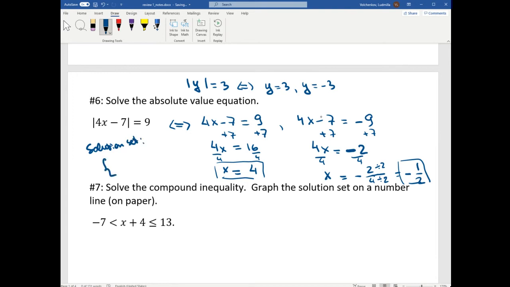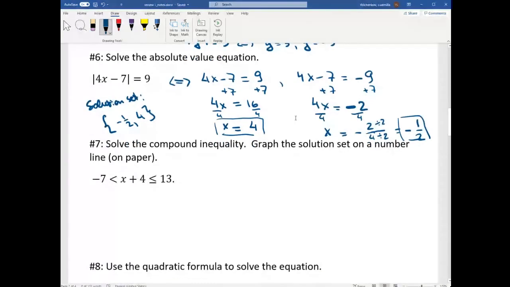So that we can write the solution set with braces, it is -1/2 and 4. When you write two answers in a set, then don't use spaces, just a comma, and that's all, without spaces.